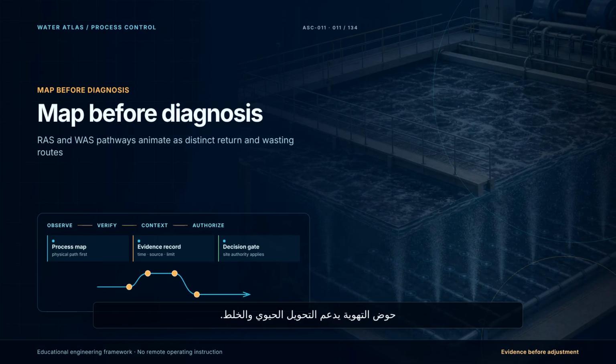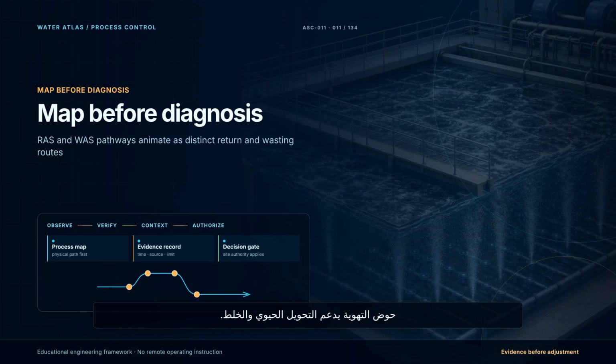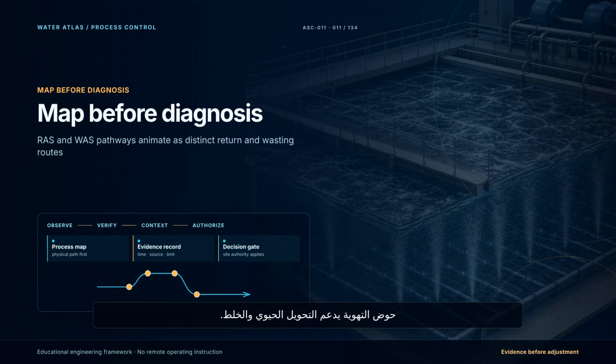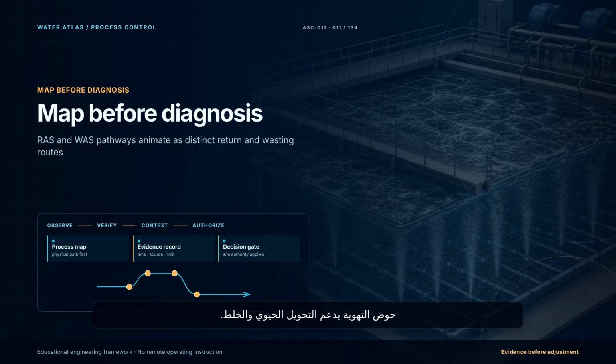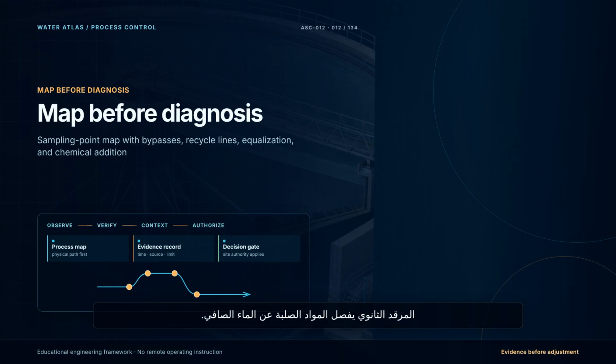This sequence is useful because it reveals two connected jobs. The aeration basin must support biological conversion. The secondary clarifier must separate and return solids reliably. When performance is weak, the visible symptom may appear in one location, while the initiating cause lies upstream, downstream, or in the relationship between the two.